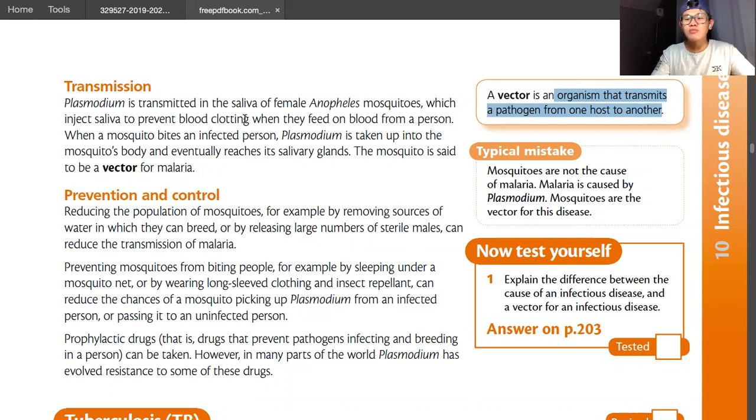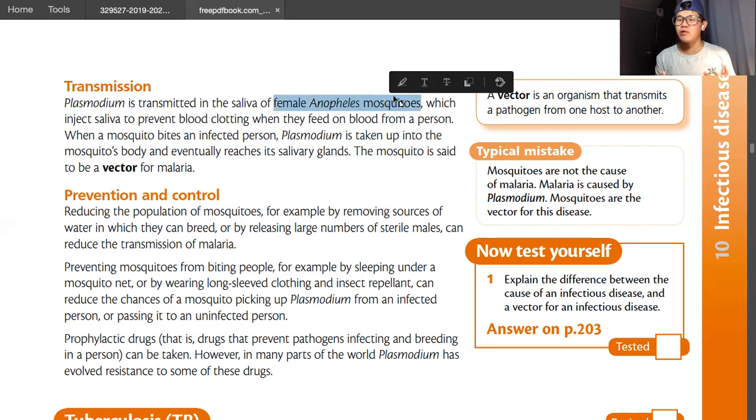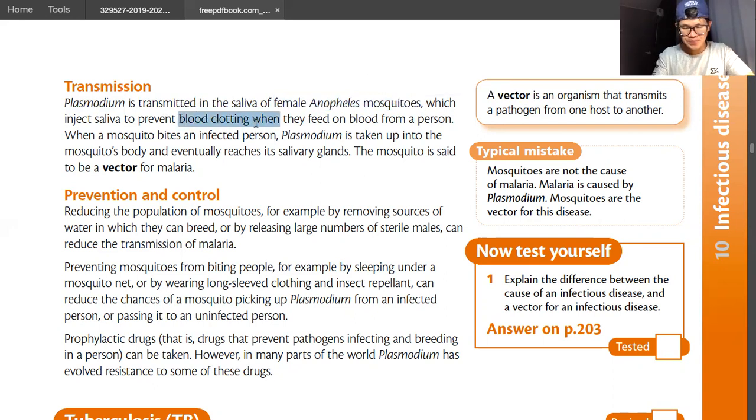In the case of Plasmodium, malaria, what is the vector? The vector is actually the female Anopheles mosquito, right? So as I mentioned earlier, Plasmodium is transmitted in the saliva of the female Anopheles mosquito, because the female Anopheles mosquito is the one that drinks your blood. And as I said, when they are trying to drink your blood, they will have to inject their saliva to prevent blood clotting, so that they can easily suck the blood.